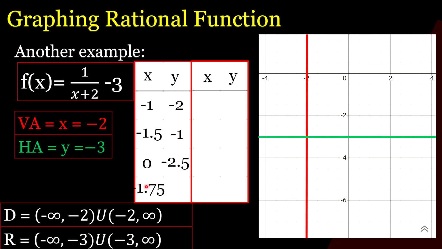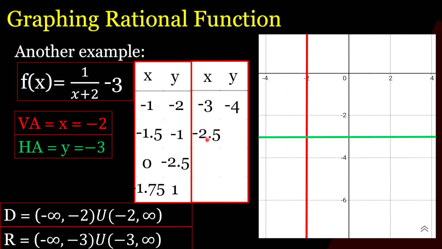So ang atin namang susunod is negative 1.75. So negative 1.75 plus 2 is 0.25. So 1 divided by 0.25 is equals to 4, and 4 minus 3 is equals to 1. So tapos na yung isa natin. So dito naman tayo sa kabila. So ang kukunin natin is negative 3, negative 4, negative 2.5, at negative 2.25. So negative 3, ipa-plug in lang natin siya dito. Parang ganoon sa kanina. So negative 3 plus 2 is negative 1, and 1 over negative 1 is negative 1, minus 3 is negative 4.